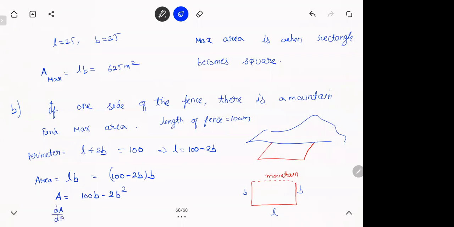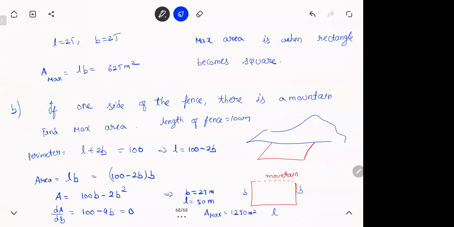So dA by dB will be 100 minus 4B equal to 0. Slope 0, no? So this gives me B is 25 meters. So L should be 50 meters. Then what is the max area? 50 into 25, na? 1250 meters square.